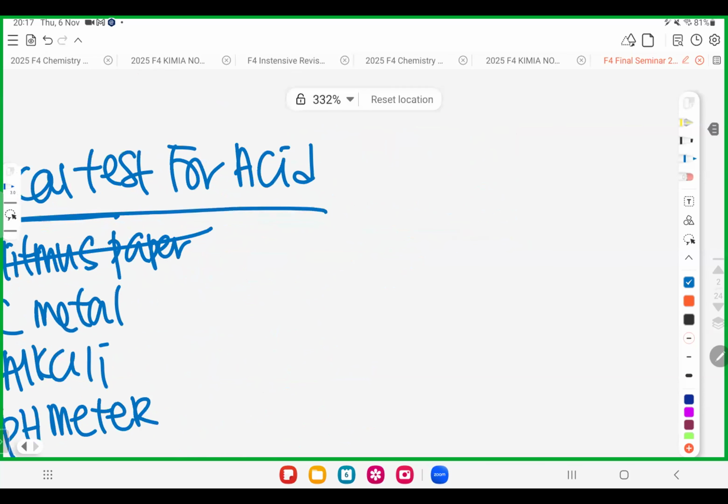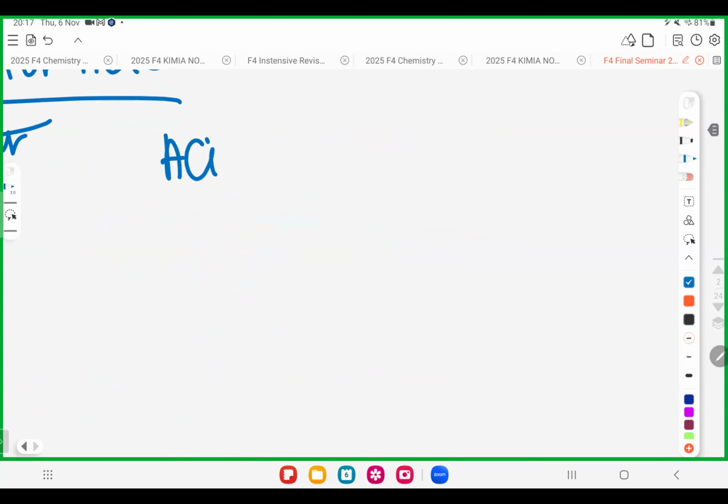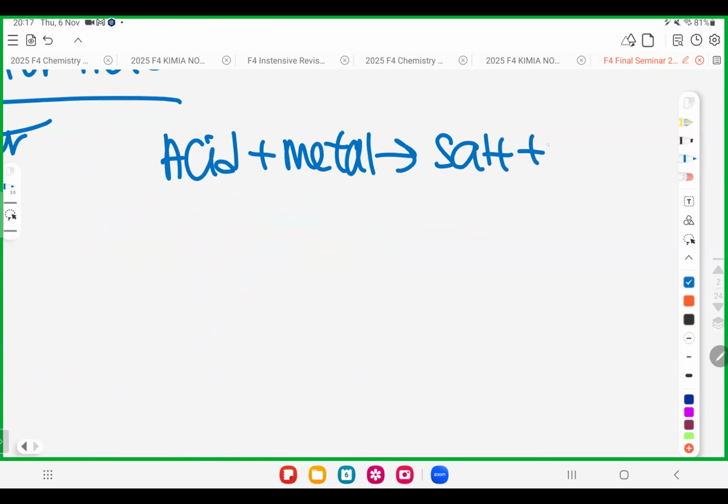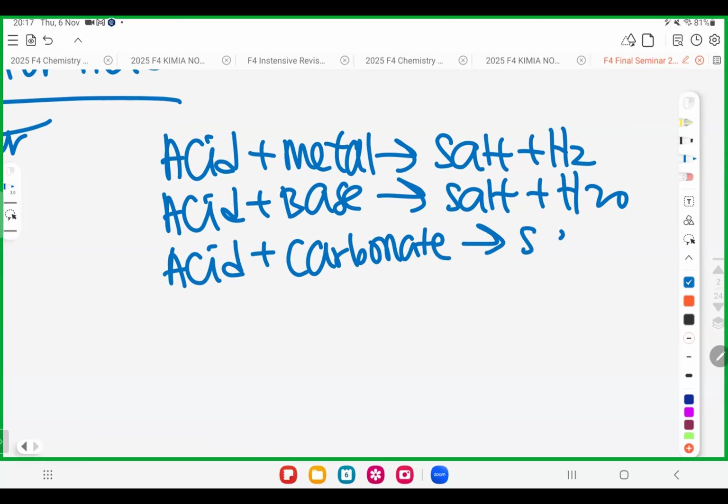Everyone recall back. Acid has 3 chemical reactions that you all learned. Number 1, acid can react with metal to form salt and hydrogen. Number 2, acid can react with base to form salt and water. Number 3, acid can react with carbonate to form salt, water, and carbon dioxide. So these are the chemical properties of acid.